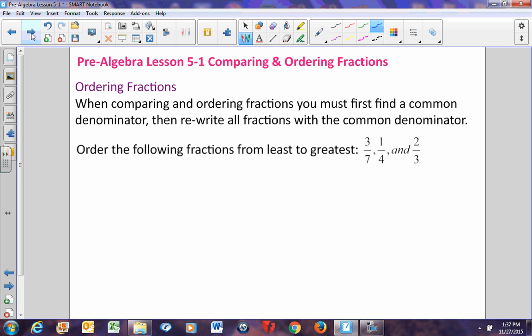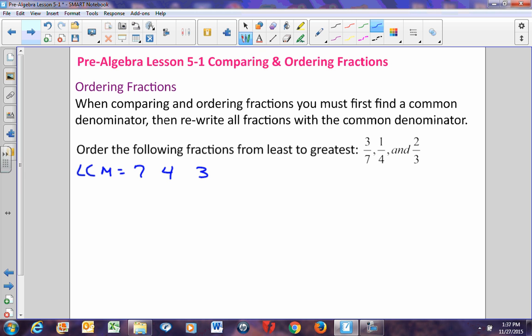So we're going to order the following fractions from least to greatest, smallest to biggest. We have 3/7, 1/4, and 2/3. So the first thing I have to do is find the least common multiple. So I need to find the least common multiple of 7, 4, and 3.